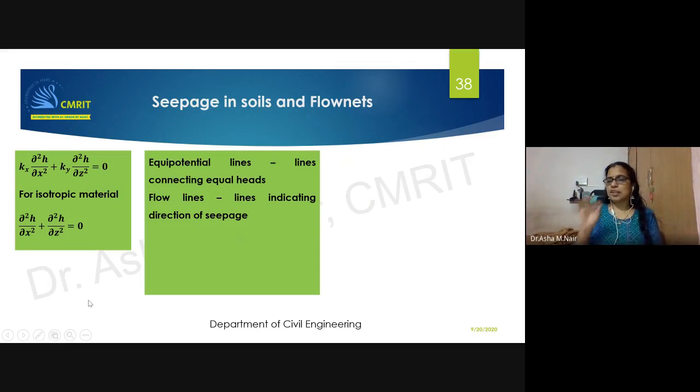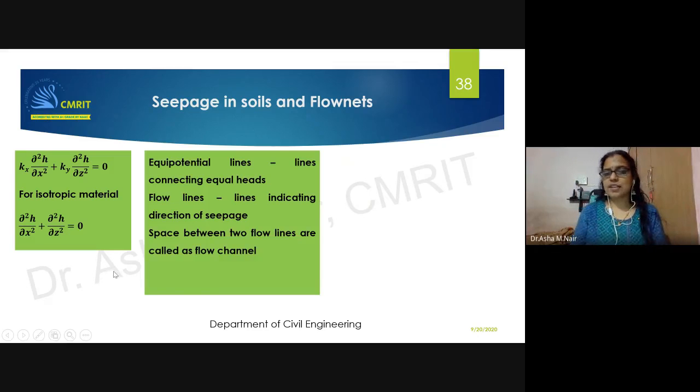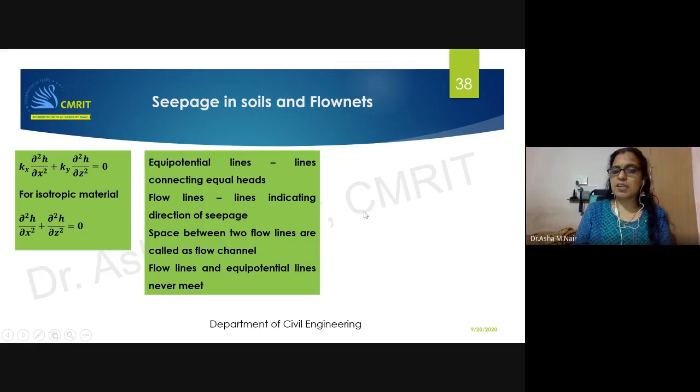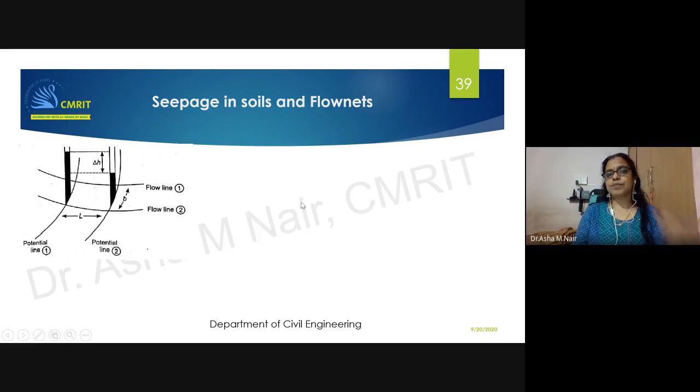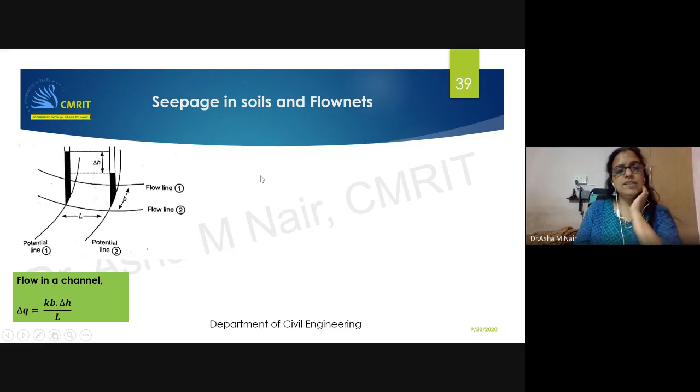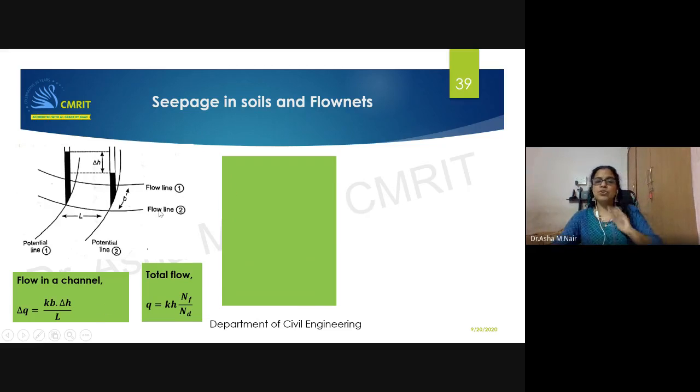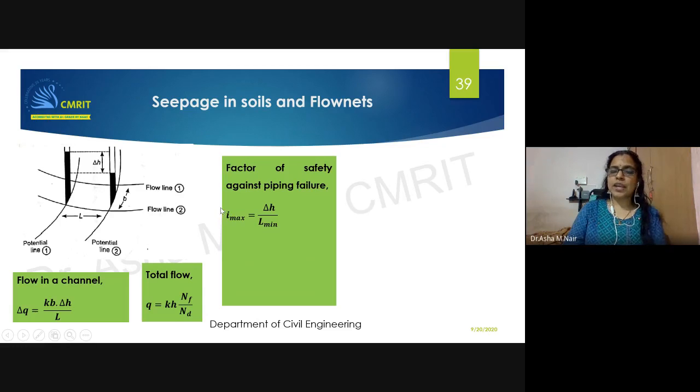Equipotential lines are the lines connecting equal heads. Flow lines are the lines showing the direction of seepage. The space between two flow lines is a flow channel. The flow in the channel is given by K into H into B into delta H by L. And the total flow is Q equal to K into H into NF by ND. Against piping failure, the expression is given by delta H divided by L minimum.